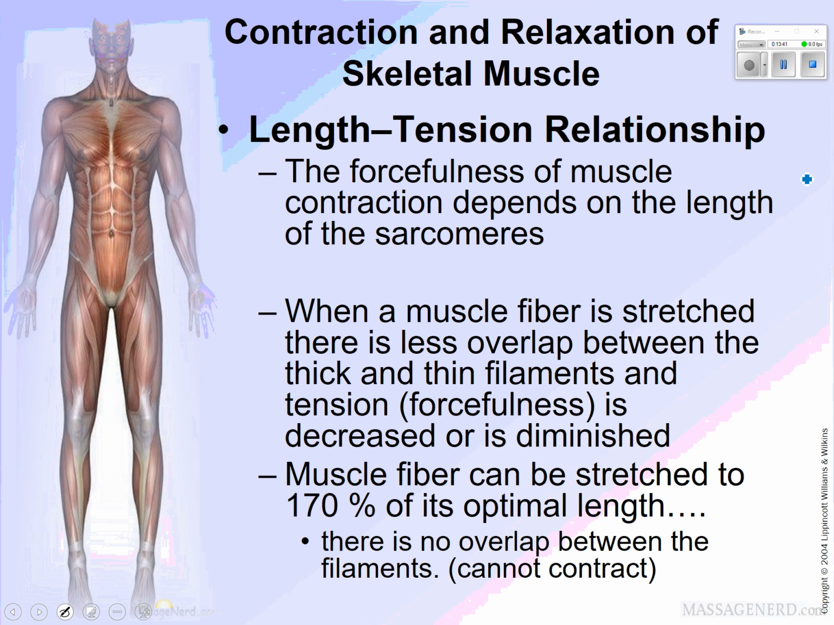Your muscle fiber can be stretched to 170% of its optimal length. There is no overlap between the two filaments when that happens, so you cannot contract. The zone of overlap in each sarcomere is optimal, and the muscle fiber cannot develop its maximum tension otherwise, so tension diminishes when there is no overlap at all.